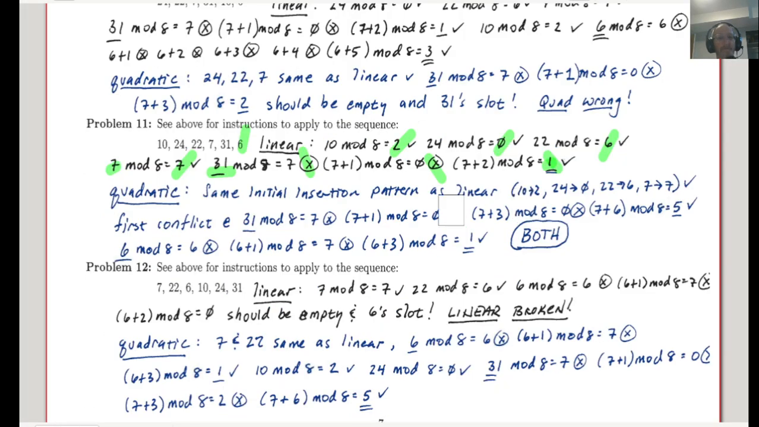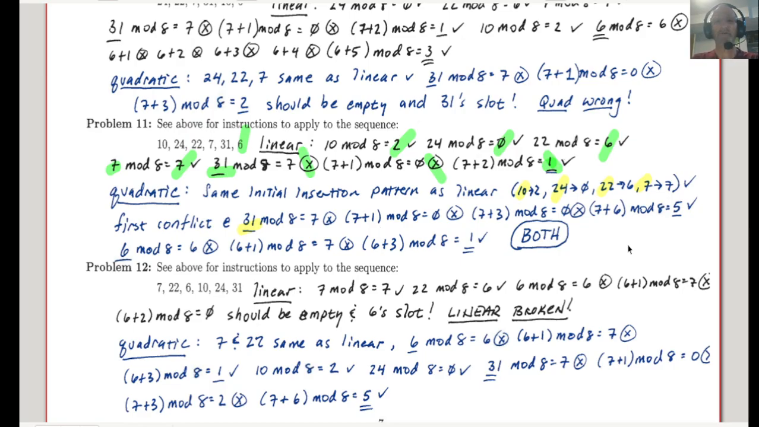Alrighty. Quadratic for this very same sequence, well, it will be the same as linear until we hit a collision. So 10 goes to 2. So the result is the same as linear for 10, 24, 22 and 7. The first conflict is at 31. It has a conflict because slot 7 is full. We add 1.